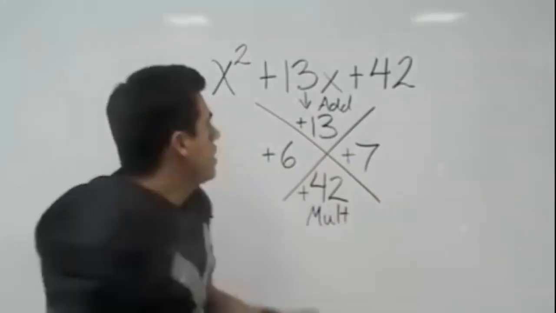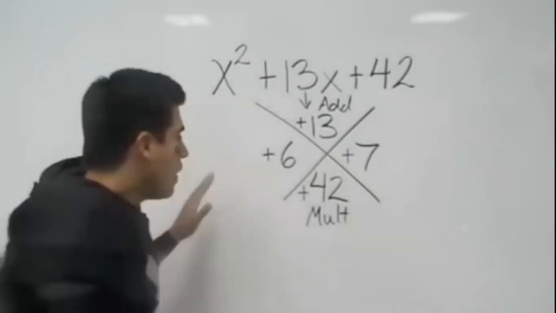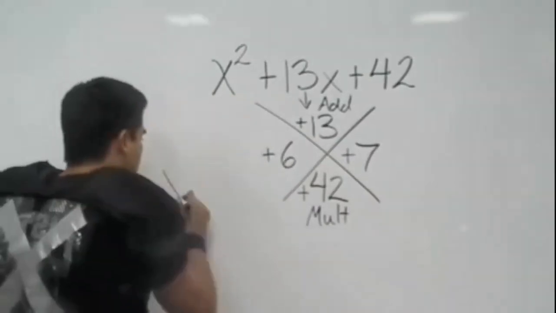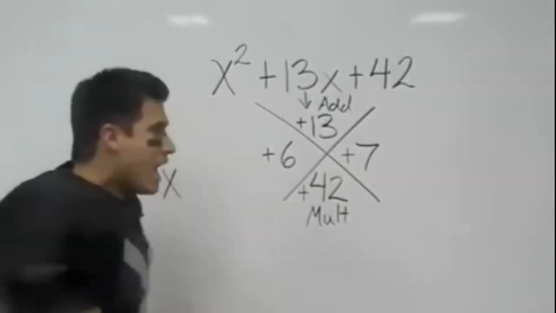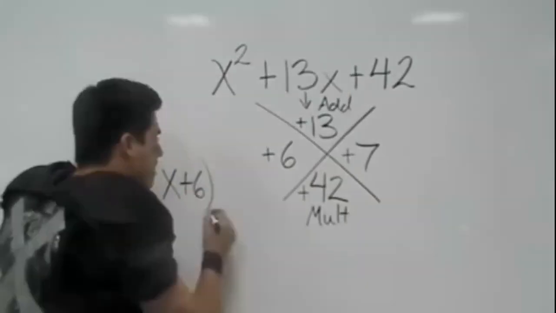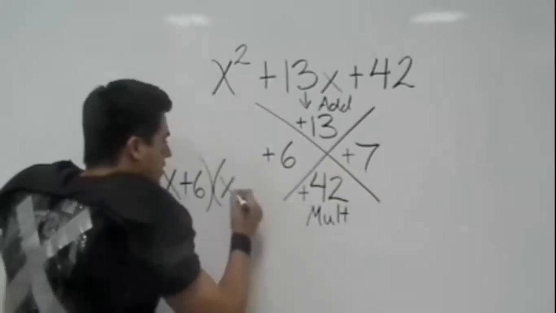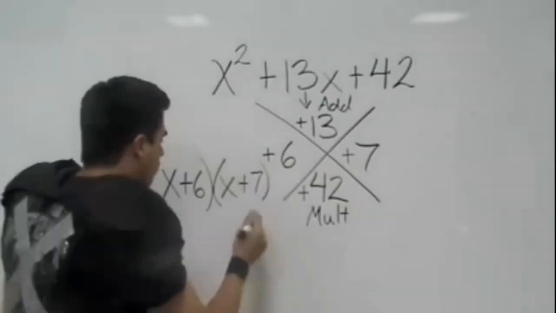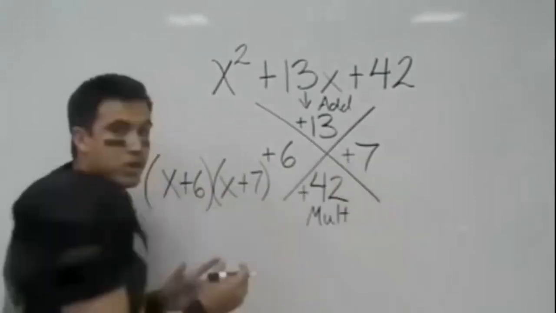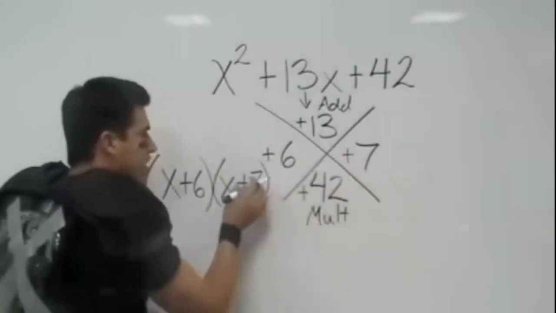Let me show you. You take whatever this variable squared is right here, and you go ahead and take the square root. So x squared would be just x. Now you go ahead and put x plus 6. And then you put another x in the other binomial: x plus 7. Where did these numbers come from? Well, I just took plus 6 and I put it there. And I took the plus 7 and I put it there. Or the positive 6 here and the positive 7 there.